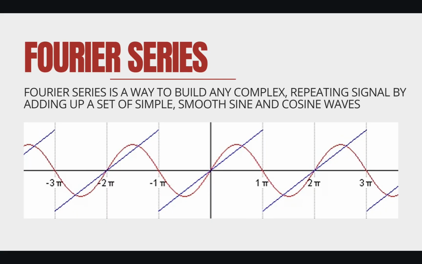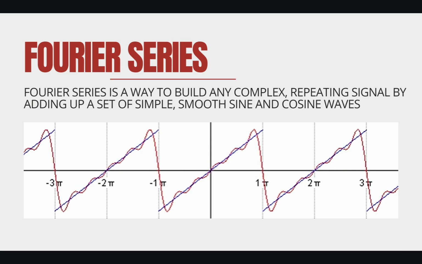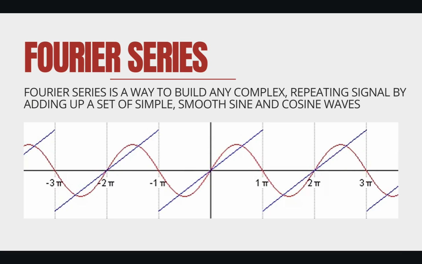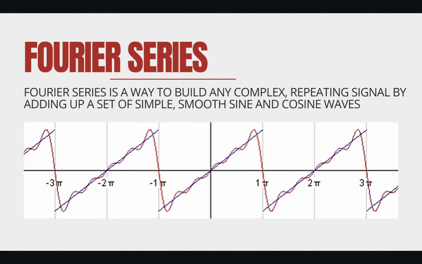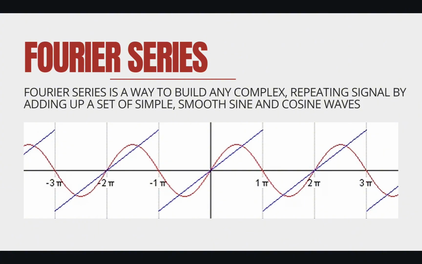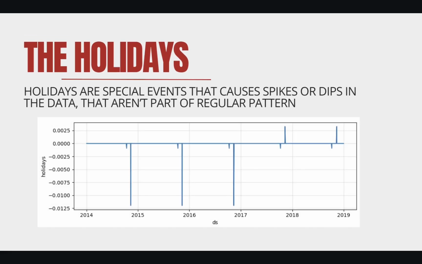Each wave represents a small part of the seasonal behavior, and then when combined, they recreate realistic seasonal fluctuations, such as weekly sales spikes or yearly demand cycles. And then there are holidays, which represent sudden one-time events that cause sharp changes, for example, Eid, Christmas, or Black Friday. These events can cause temporary jumps or drops in the data. Prophet allows us to manually include such special dates so that it can make more accurate predictions around them.